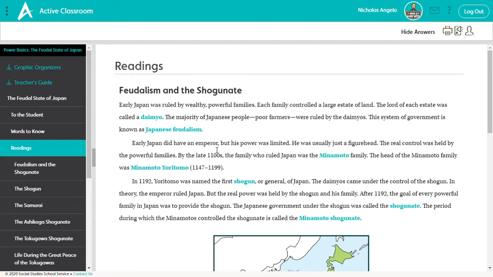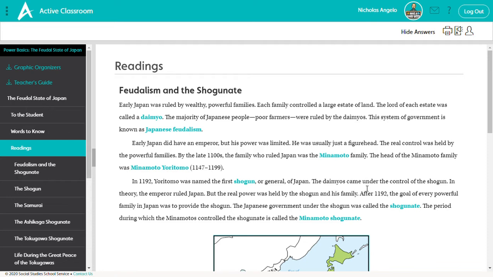Early Japan did have an emperor, but his power was limited. He was usually just a figurehead. The real control was held by the powerful families. By the 1100s, the family who ruled Japan was the Minamoto family. The head of the Minamoto family was Minamoto Yoritomo. In 1192, Yoritomo was named the first shogun, or general, of Japan. The daimyos came under the control of the shogun. In theory, the emperor ruled Japan, but the real power was held by the shogun and his family.